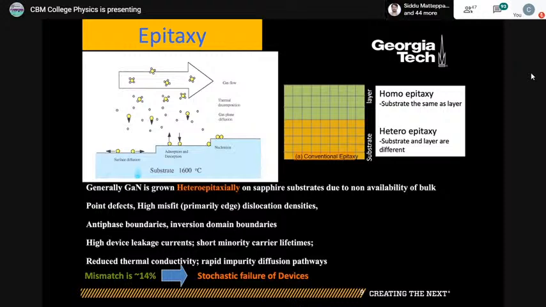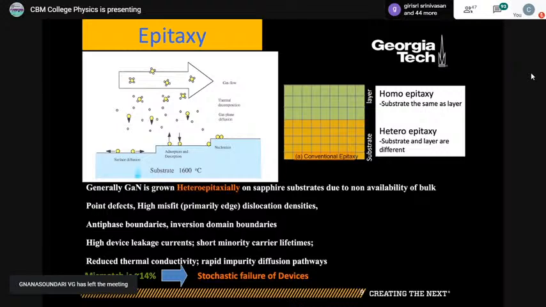We can have two kinds of epitaxy. One is homoepitaxy and the other one is heteroepitaxy. Homoepitaxy means growing the same layer as your substrate. So if you have a substrate of silicon and you are growing silicon on top of it, that's called homoepitaxy. Heteroepitaxy is when we grow a layer which is different from the single crystalline substrate. So if I'm growing gallium nitride on silicon carbide or on silicon, it's called heteroepitaxy. Even though there is lattice matching, if the layer and substrate are chemically different, we call it heteroepitaxy.